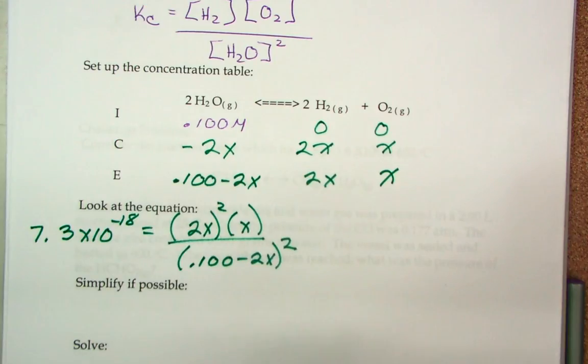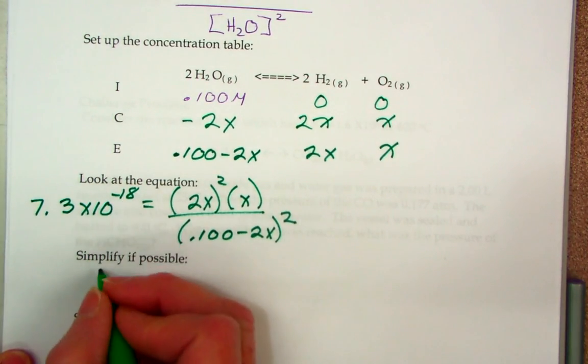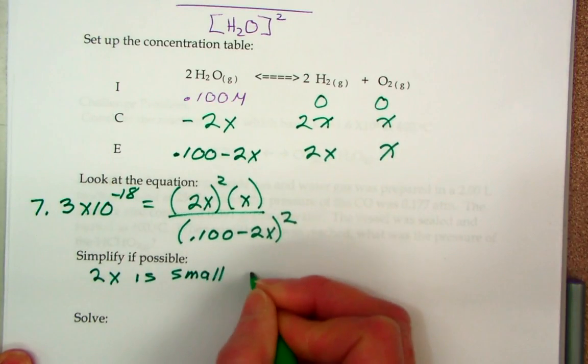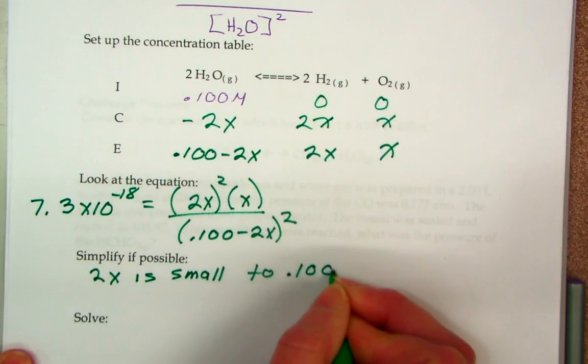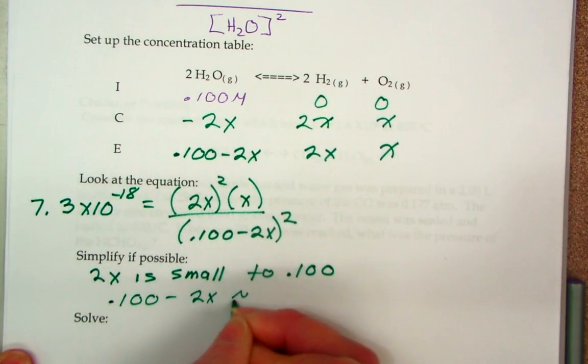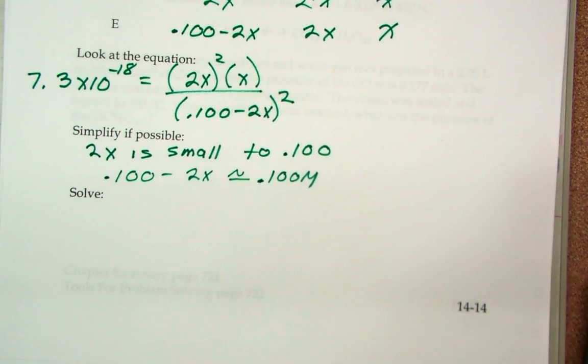At least I don't. So what we do is simplify if possible. Because K is so small, it's possible. So when we think about this, because K is so small, 2x is very small and insignificant compared to 0.1. So we can say that 0.1 minus 2x is about equal to 0.1. Now, anytime you make these assumptions, you always have to go back and check and make sure it was really okay to do. But we're going to go ahead now and see if it is.